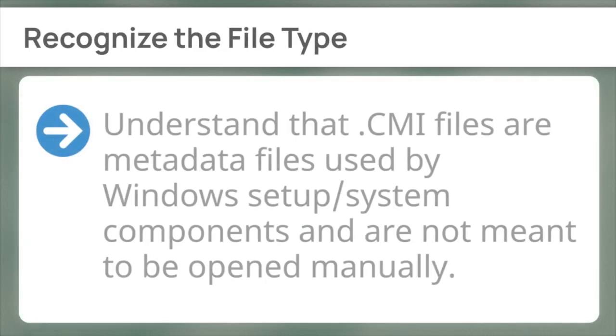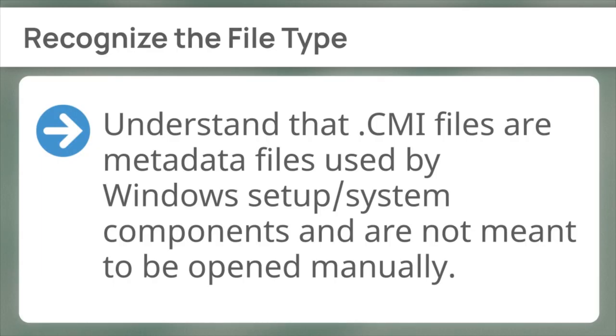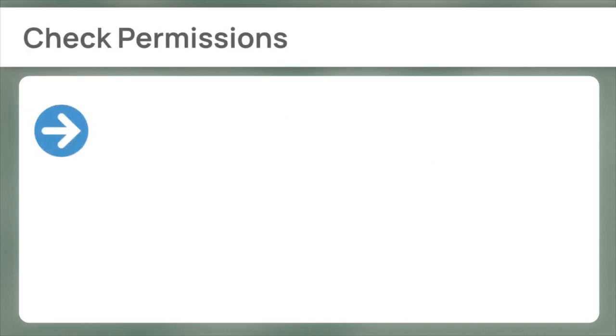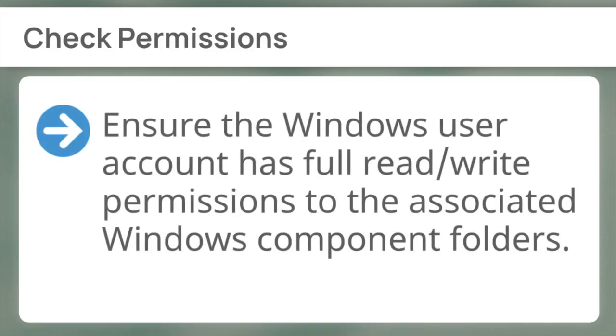First, recognize the file type. Understand that .cmi files are metadata files used by Windows setup or system components and are not meant to be opened manually. Next, run system scans. If errors occur, run System File Checker, SFC /scannow, to scan for and repair damaged Windows system files. Finally, check permissions. Ensure the Windows user account has full read-write permissions to the associated Windows component folders.